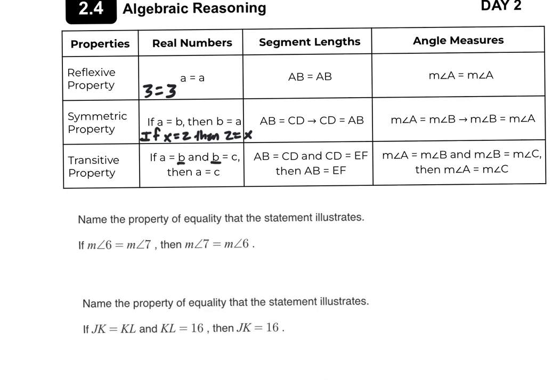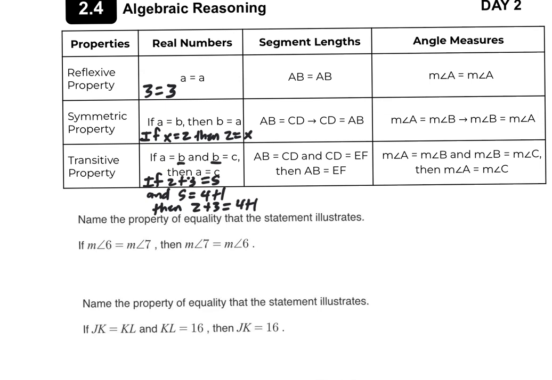In this case, A is equal to B and B is equal to C. So since they're both equal to B, then guess what? A is equal to C. Okay? So all three things are equal. So here would be an example. If 2 plus 3 equals 5, and 5 equals 4 plus 1, then 2 plus 3 equals 4 plus 1. Okay? Because they're both equal to 5, then they are equal to one another.